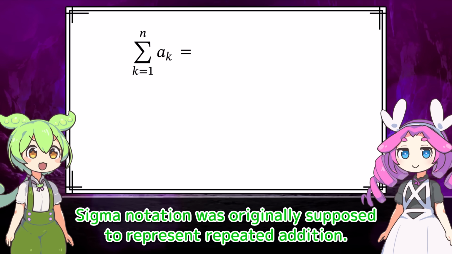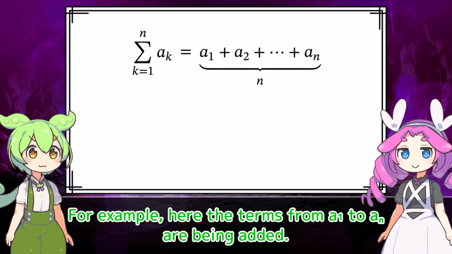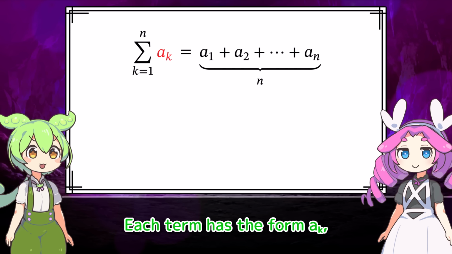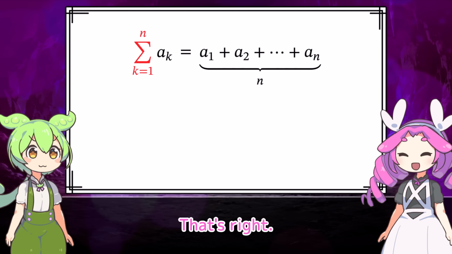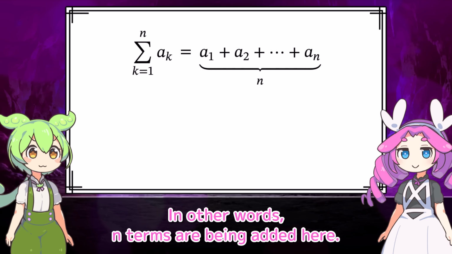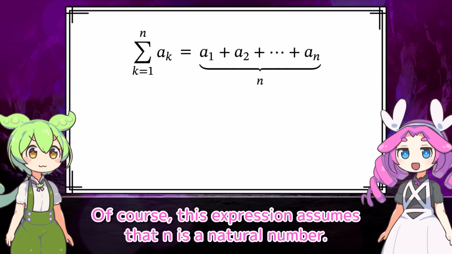Sigma notation was originally supposed to represent repeated addition. For example, here the terms from a sub 1 to a sub n are being added. Each term has the form a sub k, and k starts at 1 and increases by 1 until it reaches n. That's right. In other words, n terms are being added here. Of course, this expression assumes that n is a natural number.